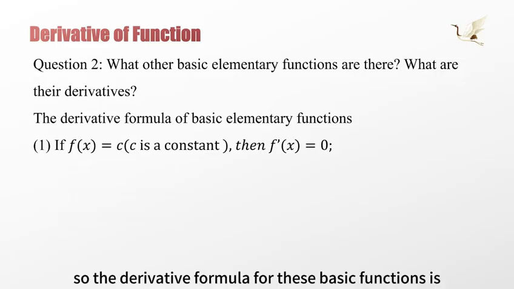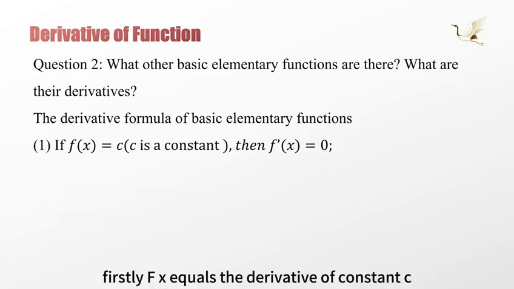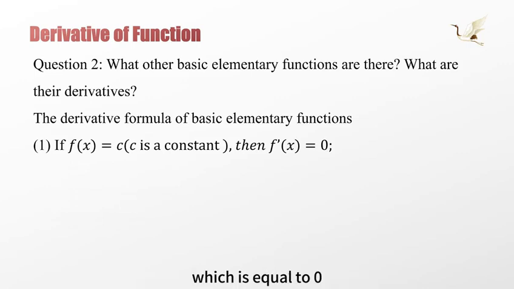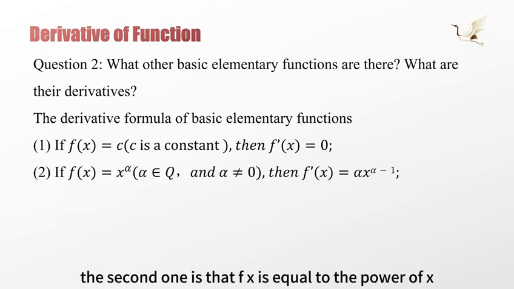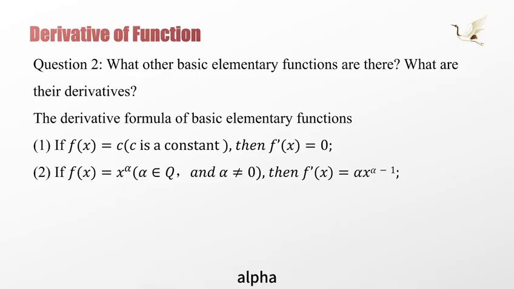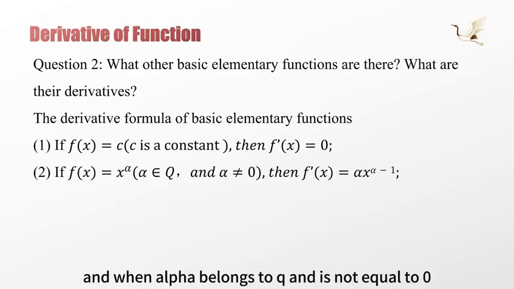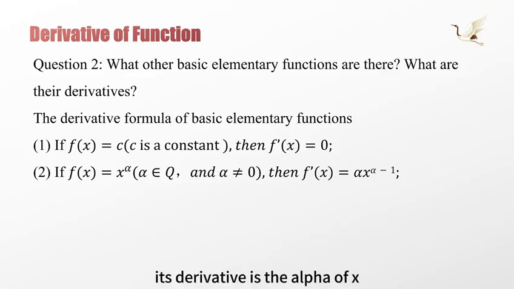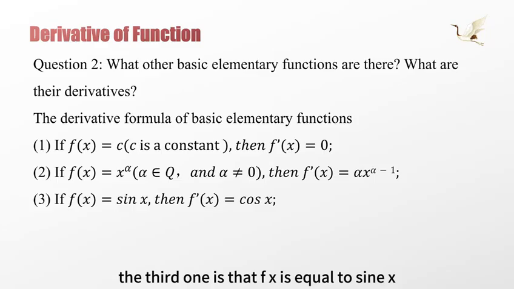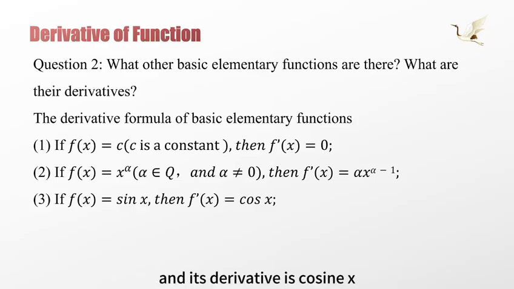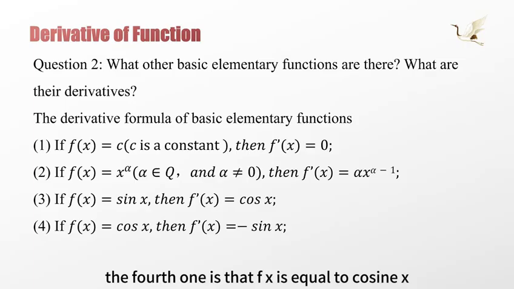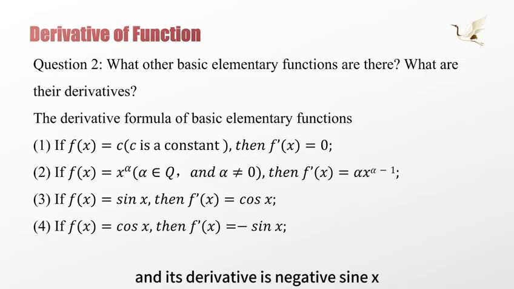So the derivative formulas for these basic functions are, firstly, the derivative of f(x) equal to a constant c is equal to 0. The second one is that f(x) is equal to x to the power alpha, and when alpha belongs to Q and is not equal to 0, its derivative is alpha times x to the alpha minus 1 power. We have obtained the derivative formula of the power function. The third one is that f(x) is equal to sine x, and its derivative is cosine x. The fourth one is that f(x) is equal to cosine x, and its derivative is negative sine x. So we have derivative formulas for sine and cosine functions.